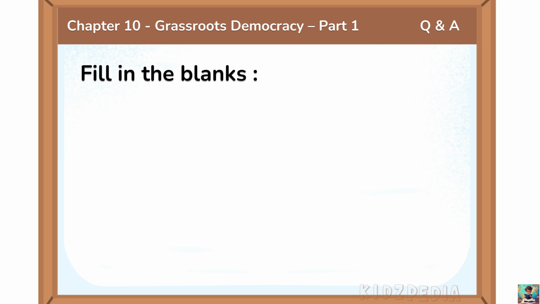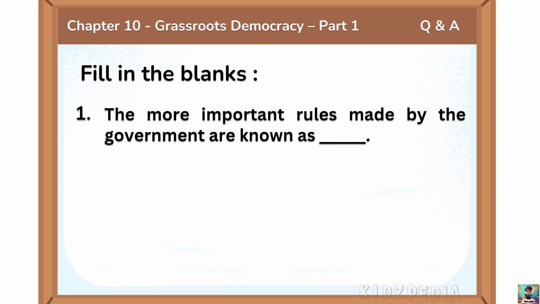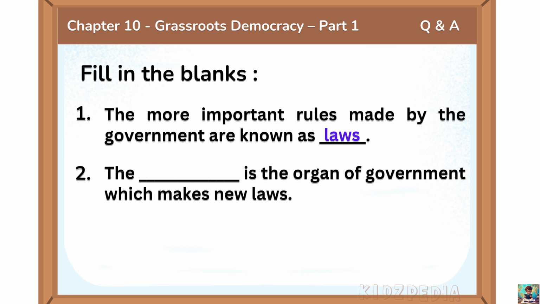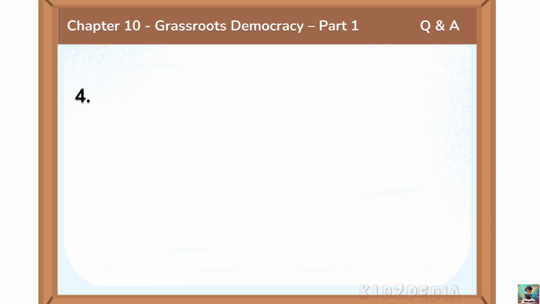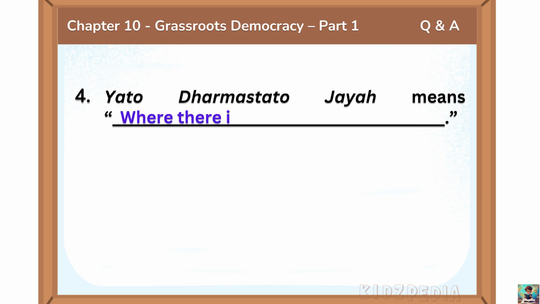Fill in the blanks. First one, the more important rules made by the government are known as dash. The more important rules made by the government are known as laws. The dash is the organ of government which makes new laws. The legislature is the organ of government which makes new laws. Satyameva Jayate means dash. It means truth alone triumphs. Yato dharmastato jaya means where there is dharma, there is victory.